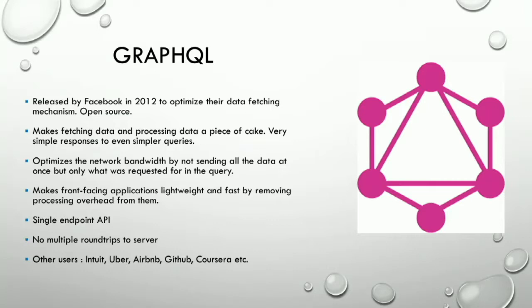It's a single endpoint API. You just have one endpoint, and then you have a schema that is defined on the GraphQL server or the service, and you release the schema, and anybody can query your endpoint to get the data that they require, right? So this is what it looks like. This is a snapshot from their own website.